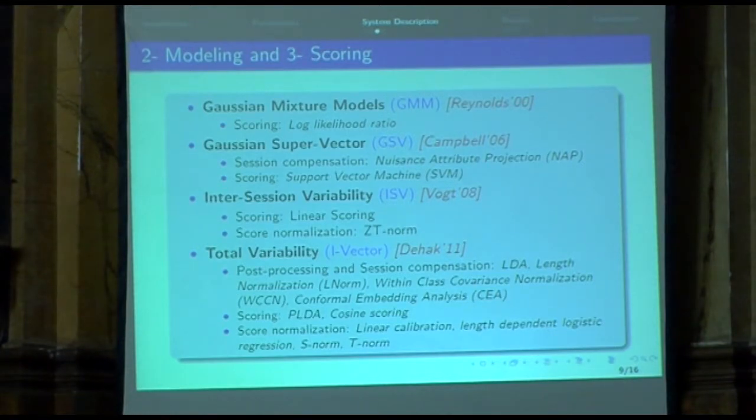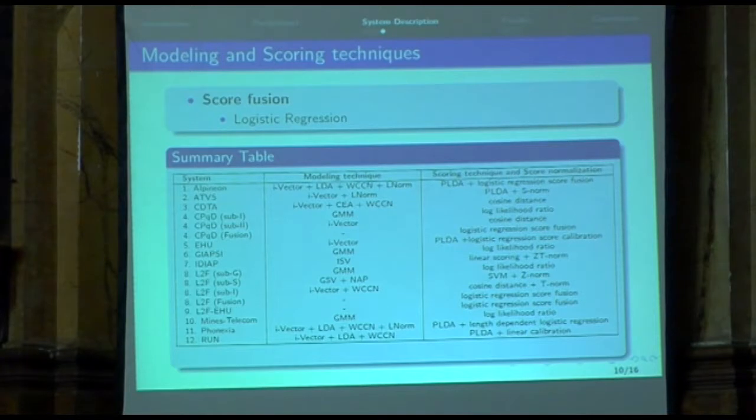And then some of the participants were using system fusion, and for this, all of them were using logistic regression. Here is a summary table of what the participants were using. We can see, for example, system 2, TVS, they were using I-vector plus length normalization for the modeling, and then for the scoring and score normalization, they were using PLDA and S-norm. Whereas, for example, other systems like Min Telecom were using GMM and log likelihood ratio.